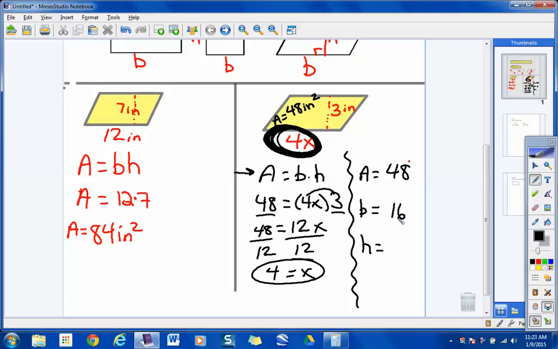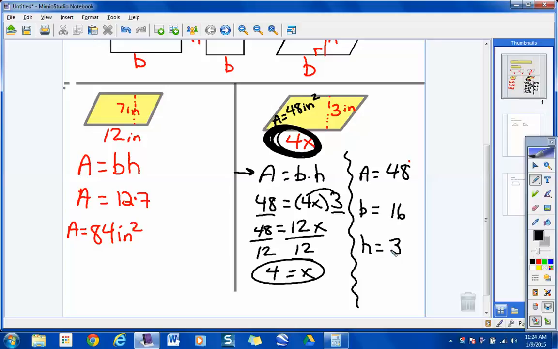Okay, and then what was the height in the original problem? Okay, check this out. Yeah, we solved for x originally by plugging in the information that was given to us, but we think that if I have a parallelogram with the area of 48 and a base of 16 and a height of 3, check it out. What's 16 times 3 right here? My base times my height. Does that get you an area of 48? Works, doesn't it?